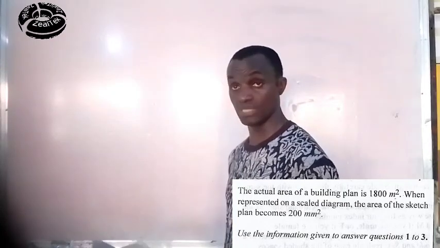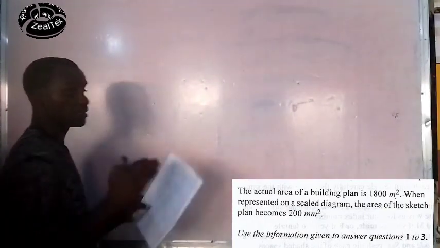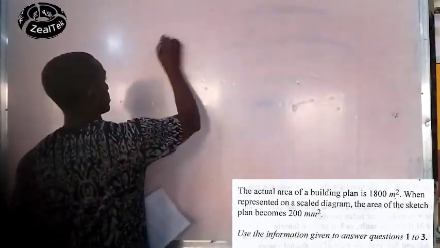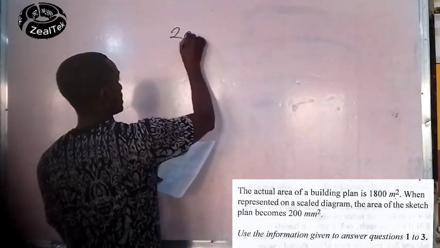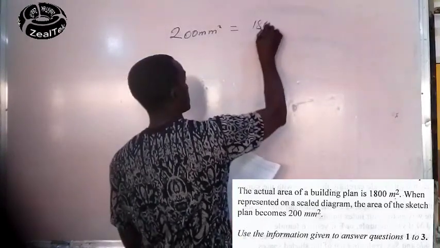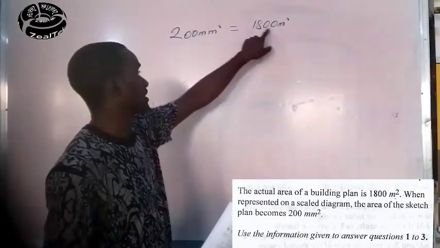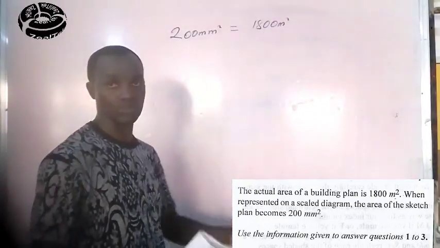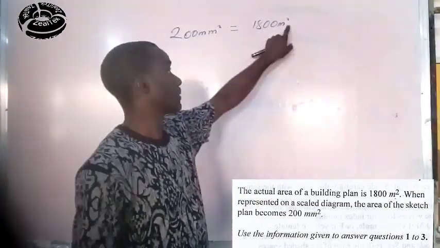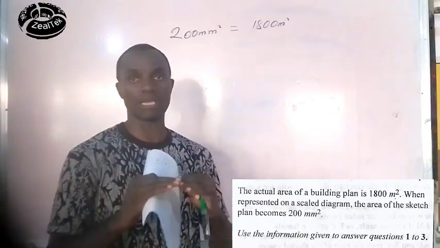Now, question number 1 says, what is the linear scale used on the sketched plan? This is how you're going to deal with this problem. First of all, we'll convert the 2 units to 1 unit. That will enable us to do the work. So we already have that this one is 200 millimeters square, and the other one is 1,800 meters square. Wisdom suggests we convert this to millimeters so that we can work with uniform values. To do that, remember, this is area. That means 2 figures, 2 things were multiplied.